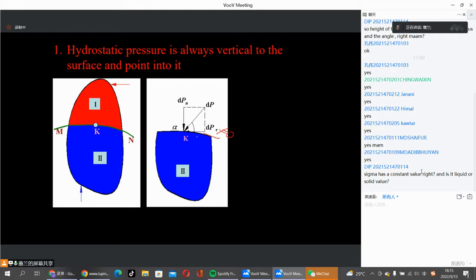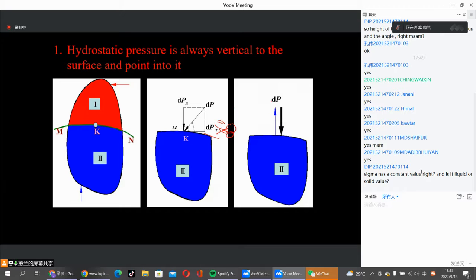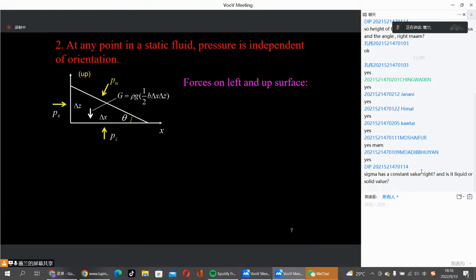So under this action, according to the definition of a fluid, it will start to flow, right? It can't remain static. So it's impossible, right? This must equal zero. Or the hydrostatic pressure can only be perpendicular to the surface, and pointed into it. It's very important. So the hydrostatic pressure in an equilibrium liquid can only be perpendicular to the surface. And then the second one, at any point in a static fluid, pressure is independent of orientation.